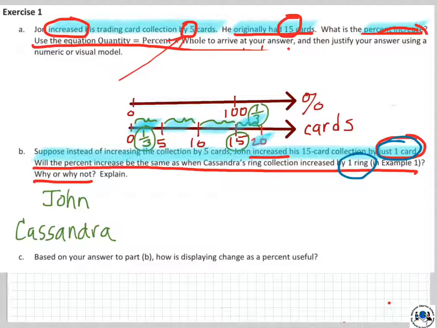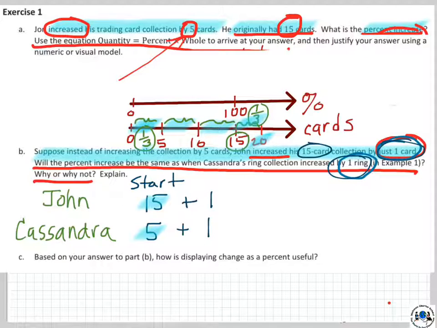So let's go ahead and just map this out. Here we have John, we have Cassandra. John started with 15. Cassandra started with 5. That should be keying you into the whole thing right now. They started off with different numbers, 5 rings versus 15 playing cards, trading cards. But they both added 1. That was the same. The idea that they added 1.